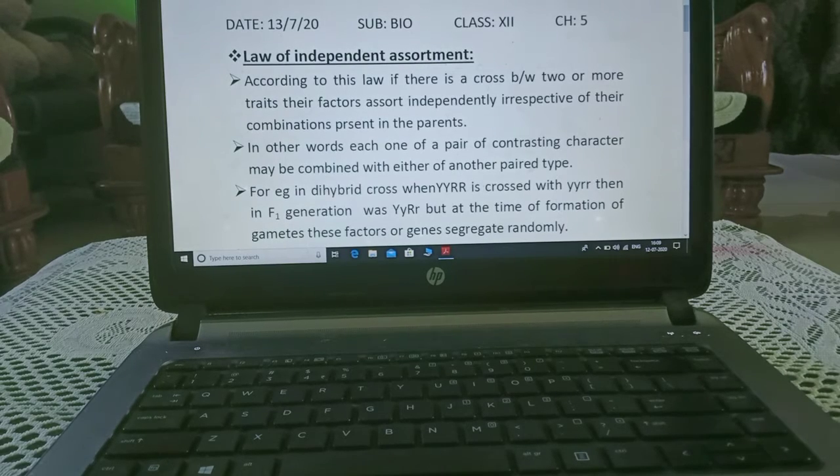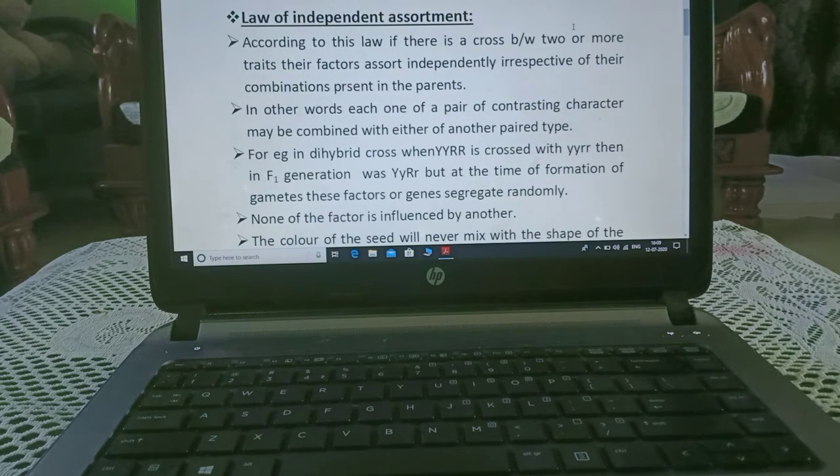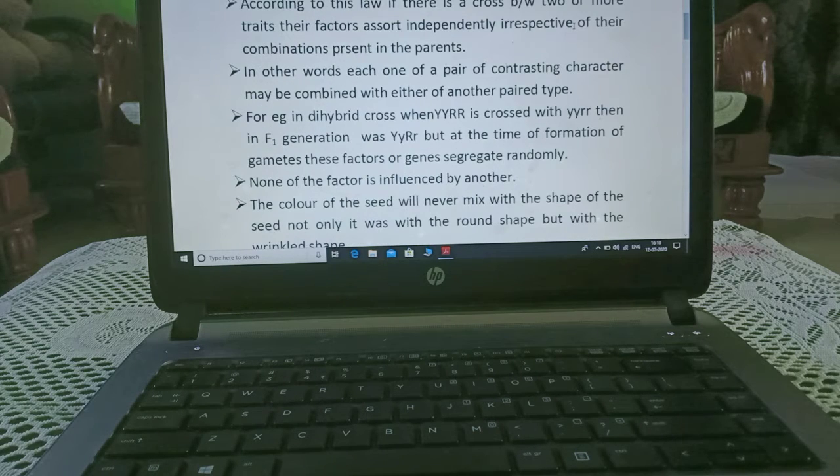Hi students, today we are starting our next law, that is the law of independent assortment. According to this law, if there is a cross between two or more traits, their factors assort independently, irrespective of their combinations present in the parent. In other words, each one of a pair of contrasting characters may be combined with either of another pair type.